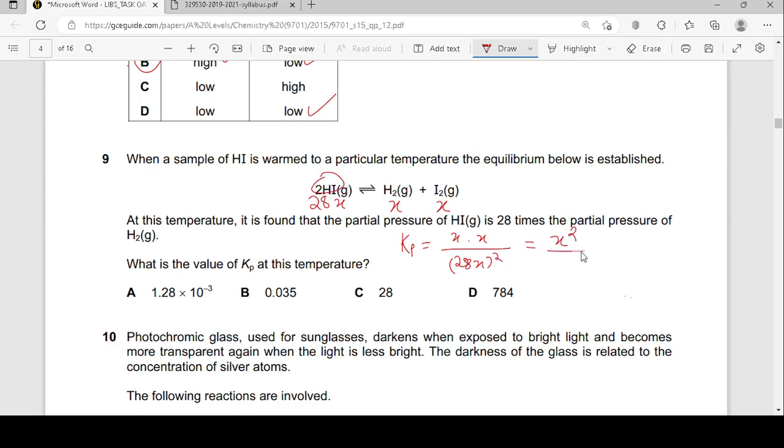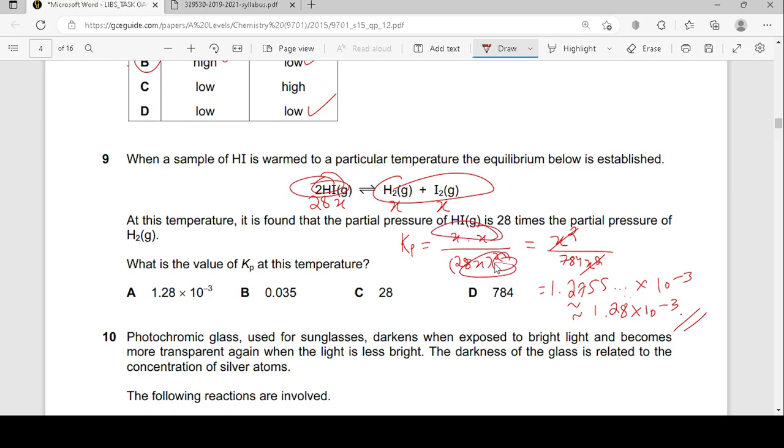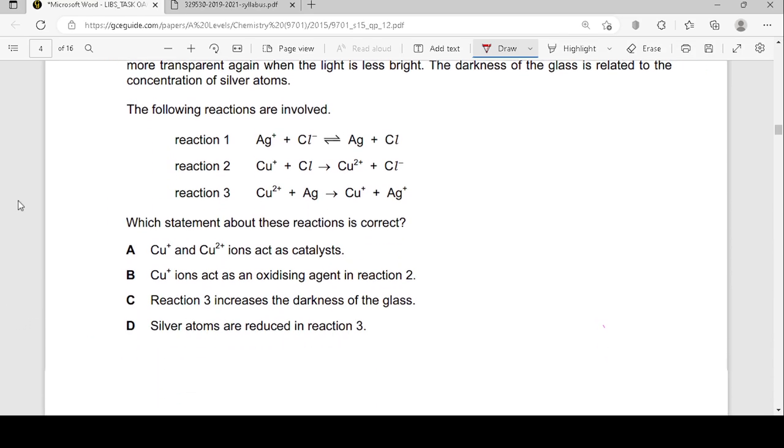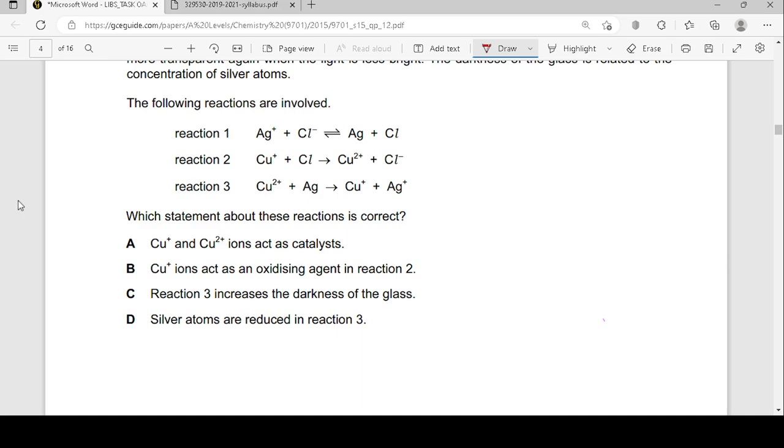So x squared divided by, now what's 28 squared? That is 784 x squared. Okay, so x squared and x squared cancel each other out, and then 1 over 784 is 1.2755 times 10 to the power of minus 3, which is approximately 1.28 times 10 to the power of minus 3. And there are no units, because on this side there are 2 moles, on that side there are 2 moles, so the units cancel out, right? As you can see here. So then my answer is going to be A, okay? Next question.